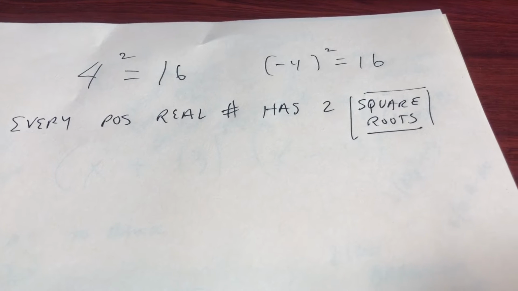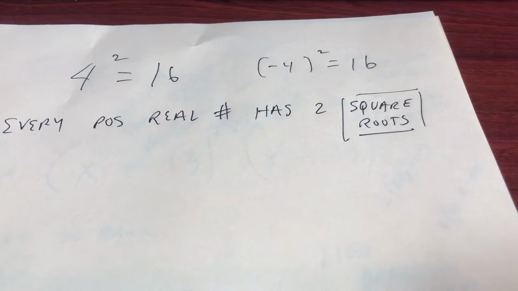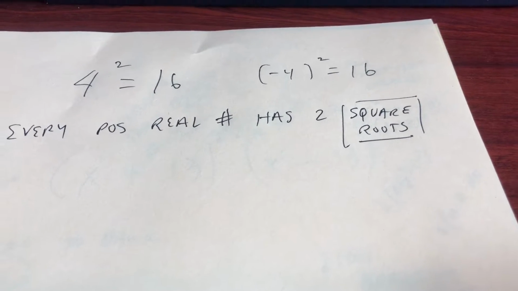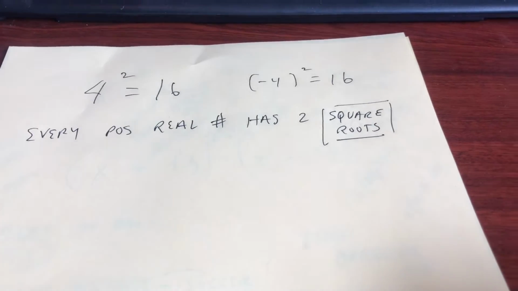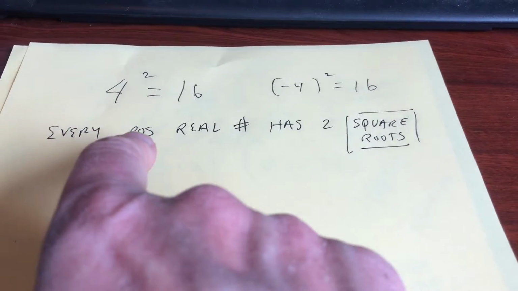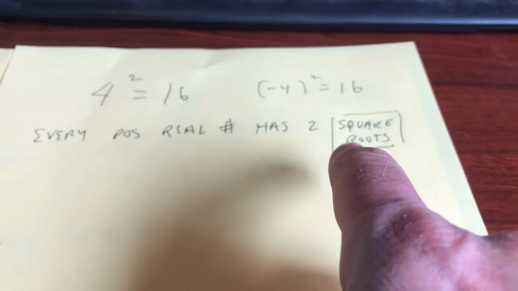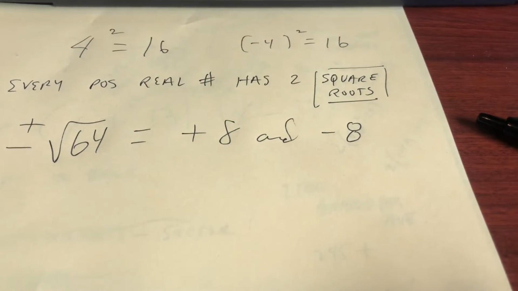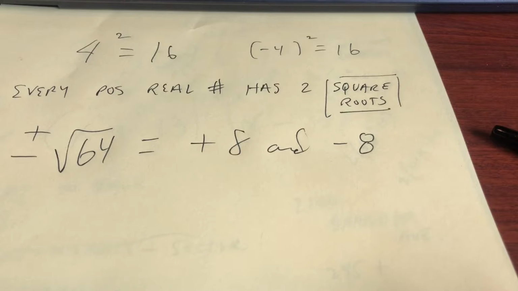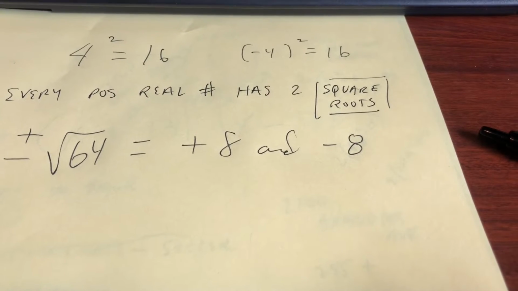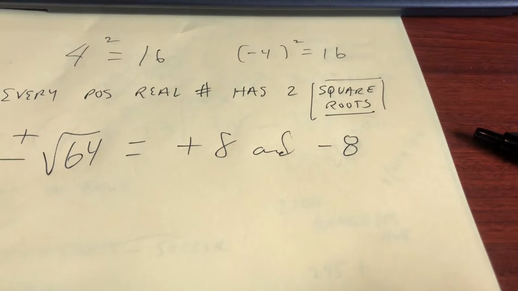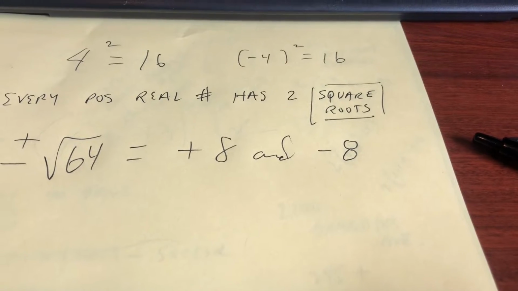All right, we know that 4 squared equals 16, but we know also that the quantity negative 4 squared is also 16. So every positive real number has 2 square roots. Plus or minus the square root of 64 equals the 2 roots of plus 8 and minus 8.